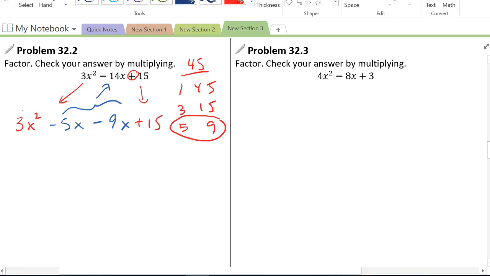Now what do we do? 4 terms, we group factor, right? Remember this from the last GPS? So we just group factor. What can I factor from the first 2? I can factor out an x. What's left over? 3x minus 5.